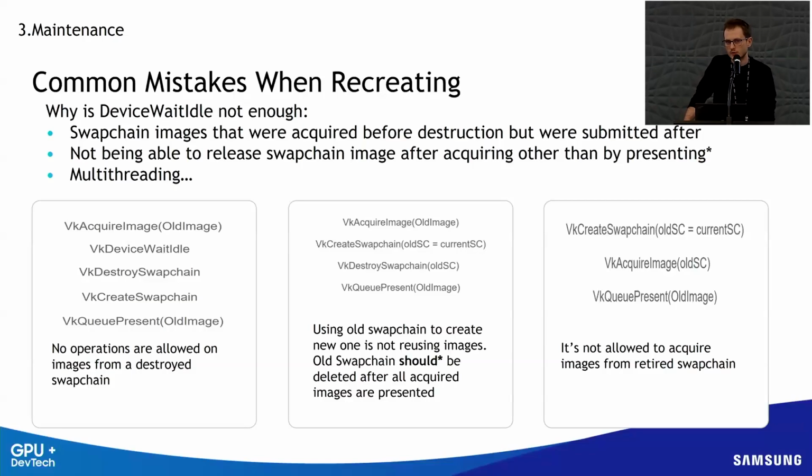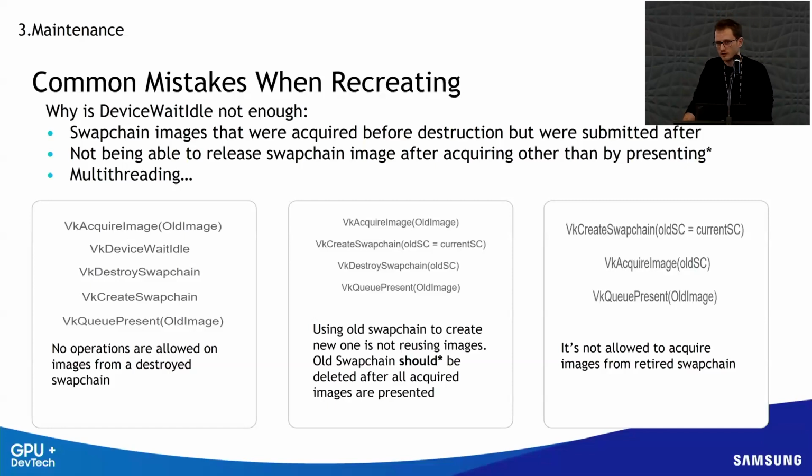The second common issue is pretty much the same, but less obvious. You acquire an image from an old Swapchain, you create a new Swapchain and pass in the old Swapchain as a reference. You destroy the old Swapchain, and you think because you use the old one to create the new one that you can still use the old image. No, that is not the case.